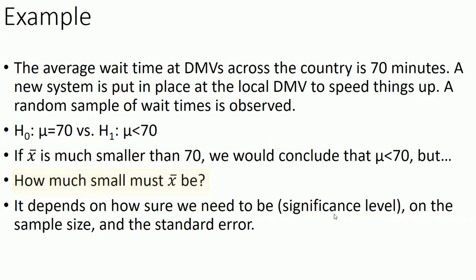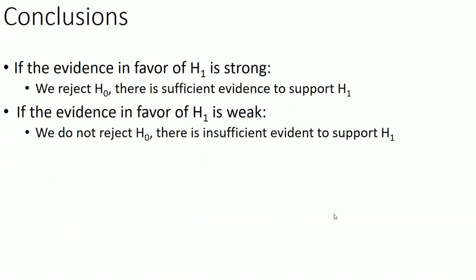And it turns out it really depends on how sure we need to be of our decision, which we're going to call a significance level. Also, it depends on the sample size, and it depends on the standard error, which is like how much variability there was in our sample. All of these factors go into determining how much smaller than 70 it needs to be. And we'll get into that in more detail a little bit later.